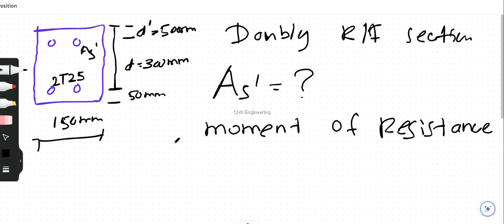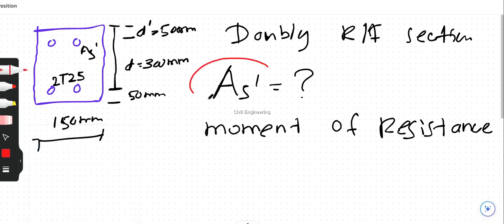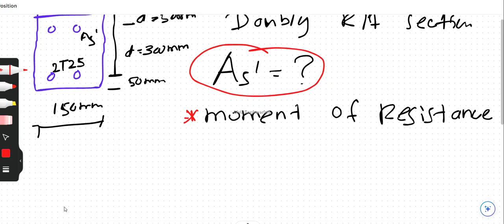In this video, I'm going to discuss how to analyze a doubly reinforced beam section. This is a beam section and here my main task is to find the required compression reinforcement and how to find the moment of resistance of this beam section. Okay, let's start.